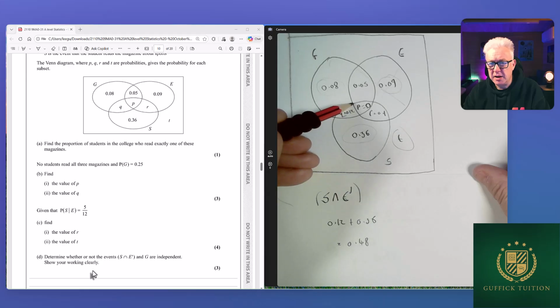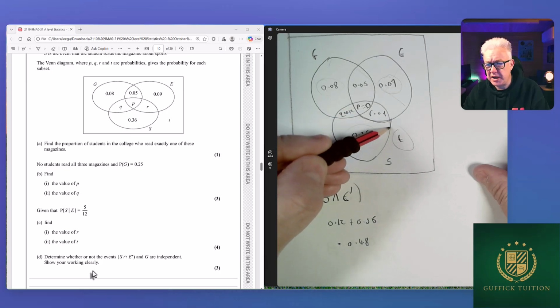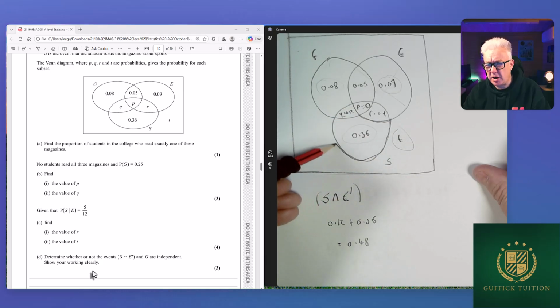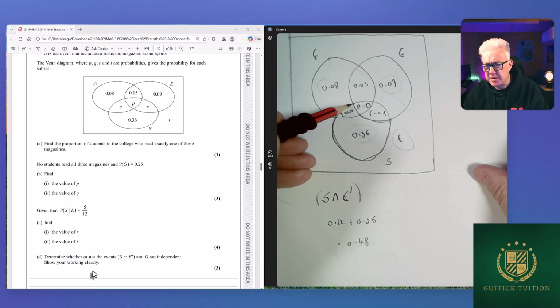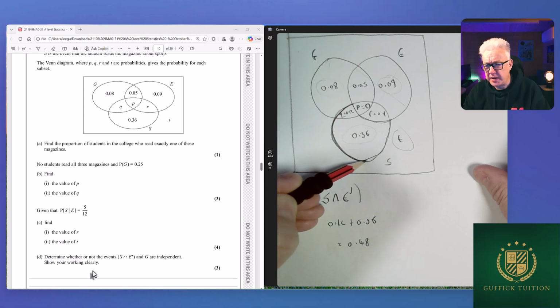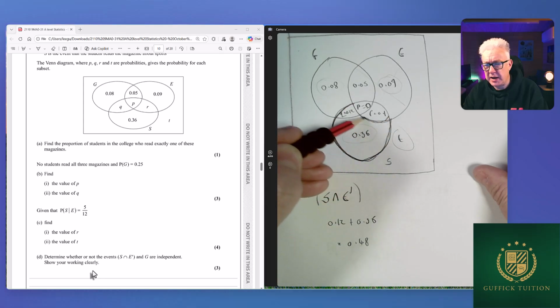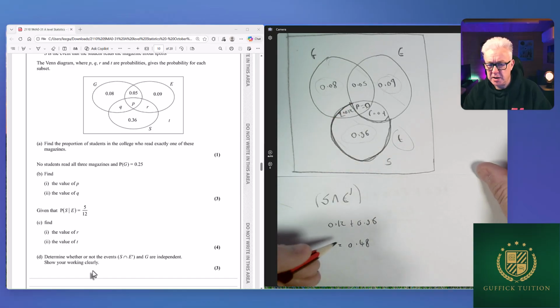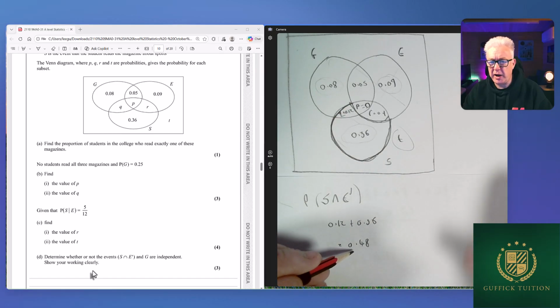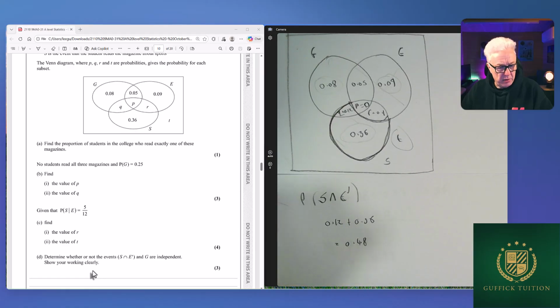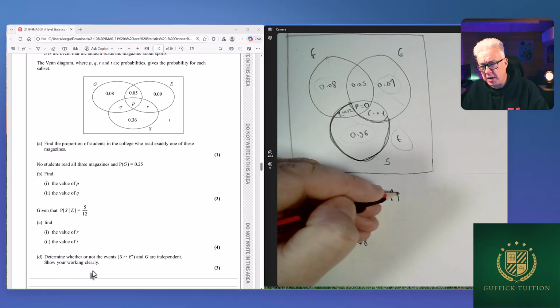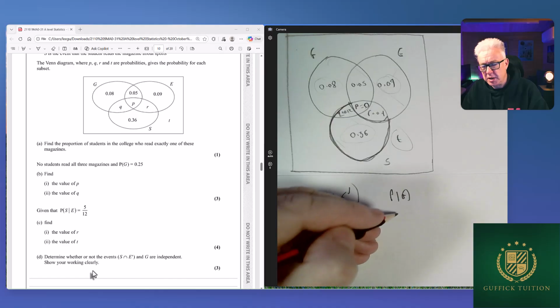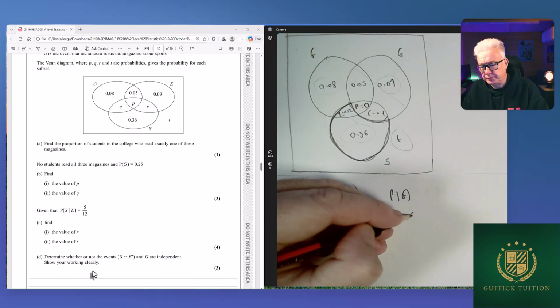So 0.48 is the bit that is common to both not in E, but at the same time is also in S. So it's basically this bit here that I'm indicating with the pencil now. Everything inside there, okay, is going to be this probability. So that probability is 0.48. Okay, fine. Now, the probability of G, you may remember, the question told us that that was 0.25.